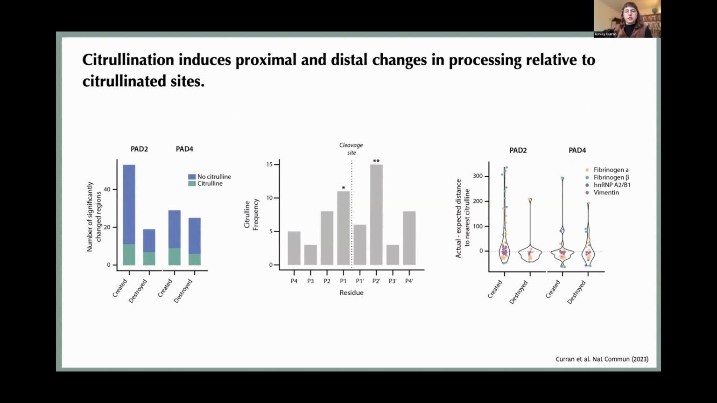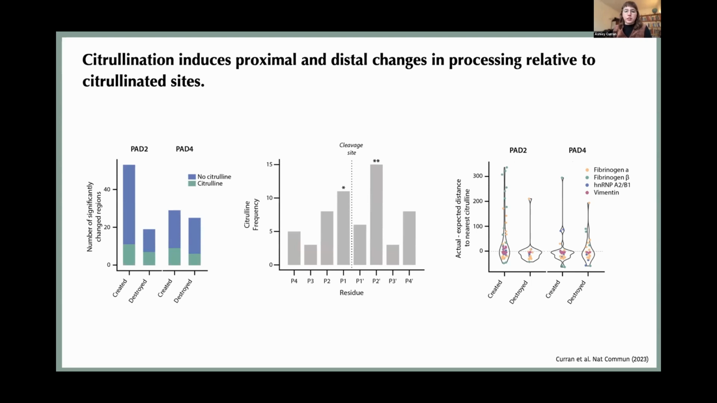So this suggests that there are distal changes in processing, but this could be either at the cleavage site, directly outside of the presented or newly generated region, or quite distal to the region itself. First we looked at newly created cleavage sites in the citrullinated samples and found an enrichment of citrulline residues in the P1 and P2 prime positions. So this suggests that citrullination is directly altering proteolytic cleavage.